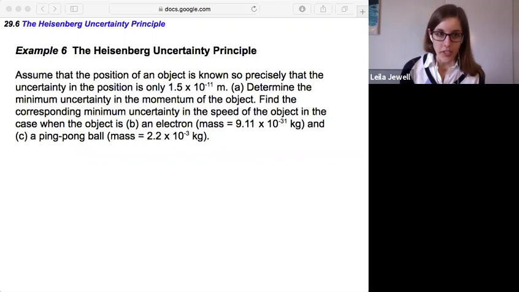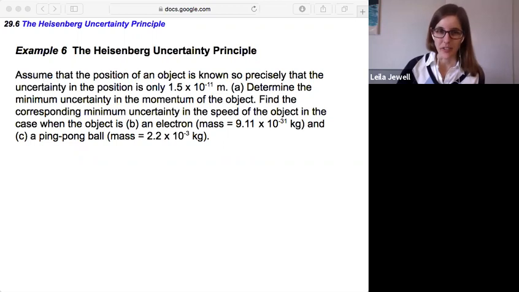Then find the corresponding minimum uncertainty in the speed of the object in the case when the object is B, an electron with the mass as shown, and C, a ping pong ball with a mass of 2.2 times 10 to the minus 3 kilograms.